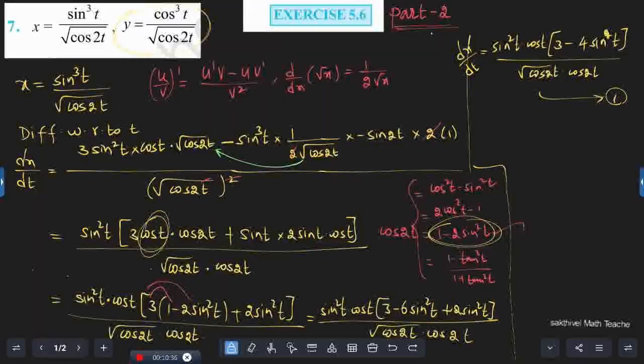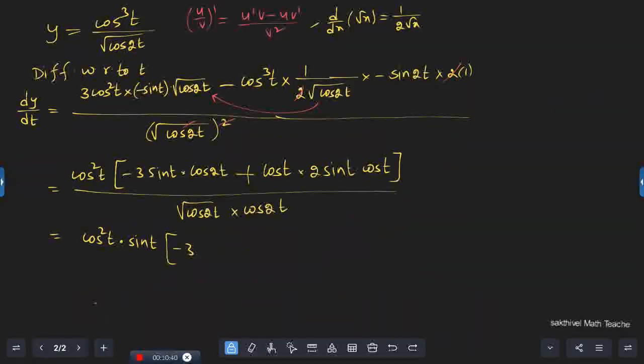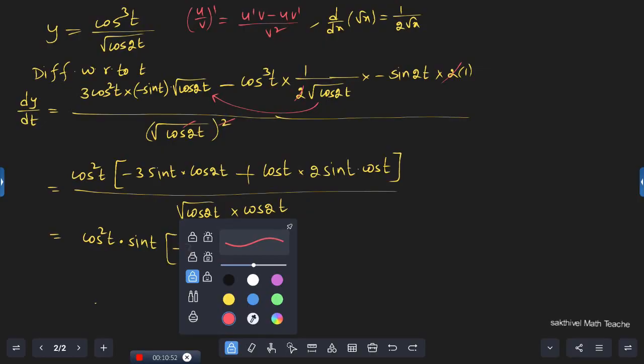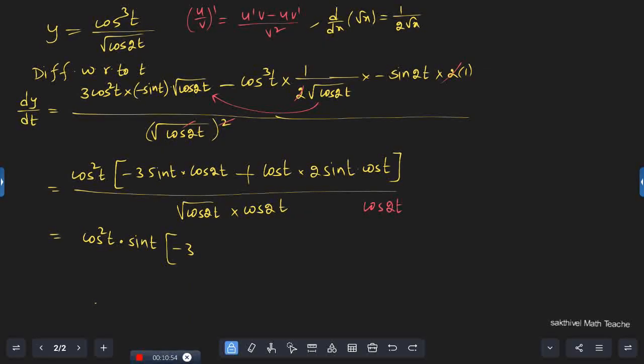But in y, what am I getting? After taking both the sine outside, remaining everything is cos. So I need the cos 2t formula in terms of cos. So that cos 2t, what am I going to choose? Cos 2t is equal to, in terms of cos, I will be writing 2 cos square t minus 1. This is very important, in terms of cos.